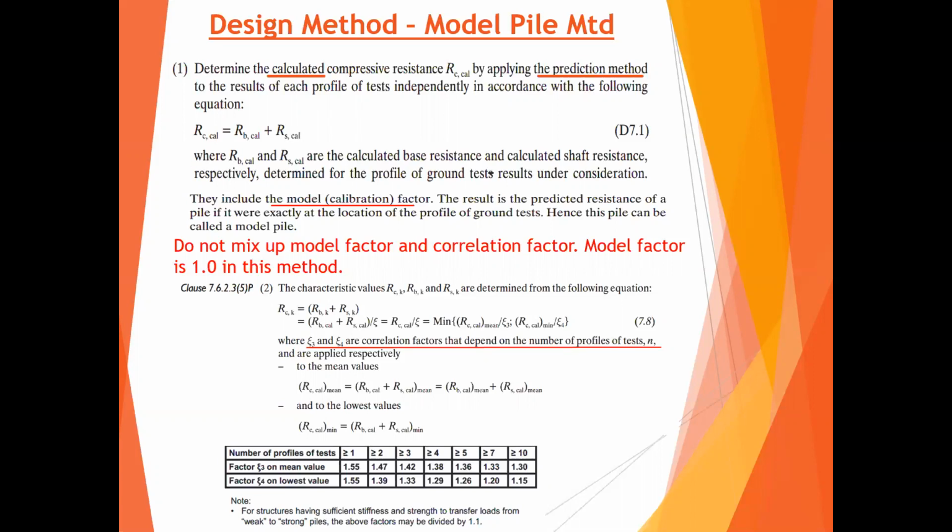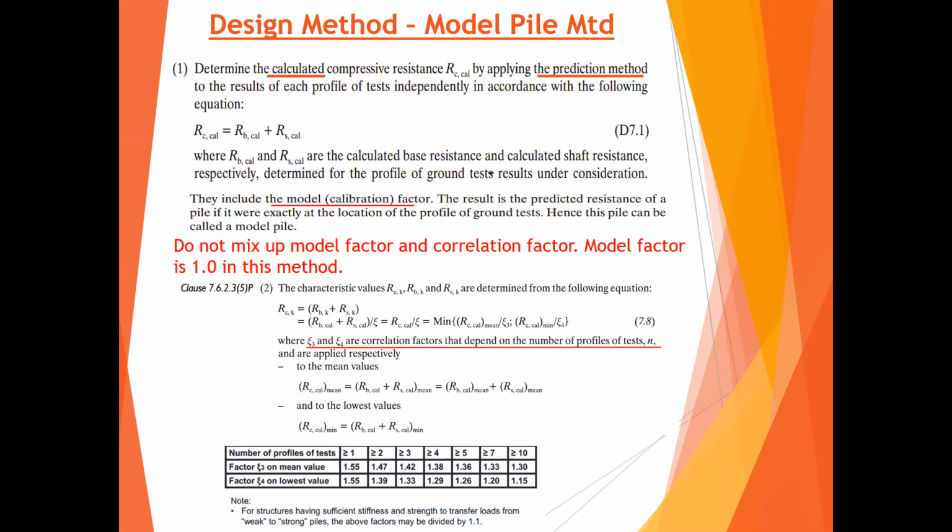So the model factor is actually a calibration factor. In this method, we don't apply the model factor anymore, or actually the model factor is equal to 1. So all the results are the predicted resistance of a pile exactly at the location of the profile of the ground test. It means we assume the soil profile that you adopt is representative of the ground condition. So this pile is called a model pile. It's a model that represents all the other conditions. So the model factor is equal to 1 in this method.